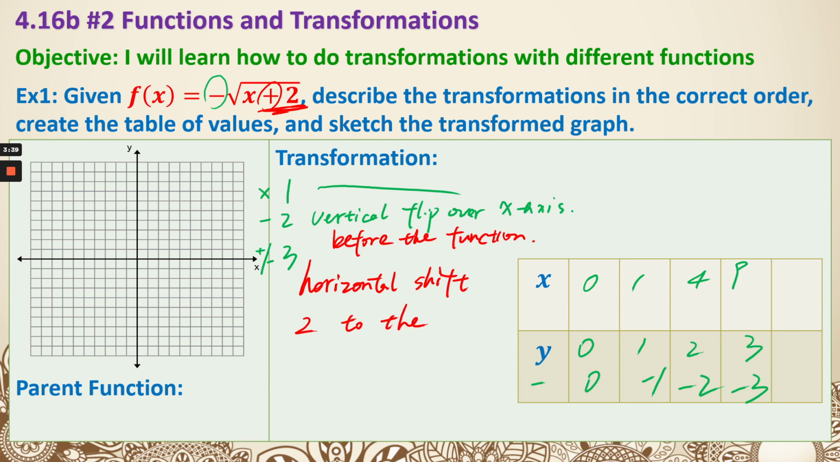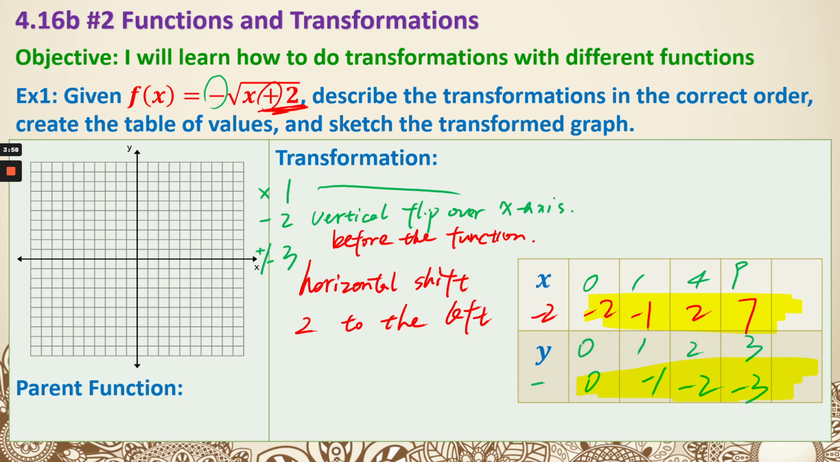Remember, horizontal is always the opposite. So it's actually to the left, and we are going to subtract 2 since it's opposite. 0 minus 2 is -2, 1 minus 2 is -1, 4 minus 2 is 2, 9 minus 2 is 7. And these are going to be numbers we use to graph. These are the final numbers.